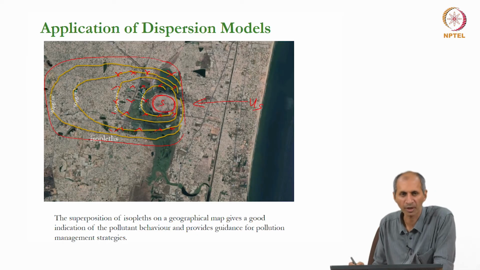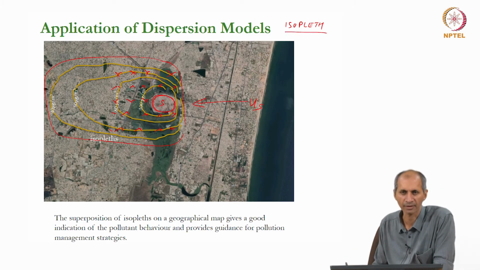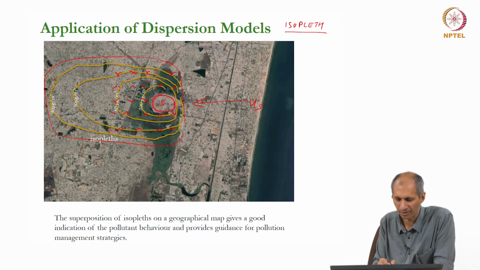It is like an isobar, what is called an isopleth. An isopleth is the line joining points of equal concentration. So this gives you a contour map. Here I have written down contour map. This is a source, very close to the source.